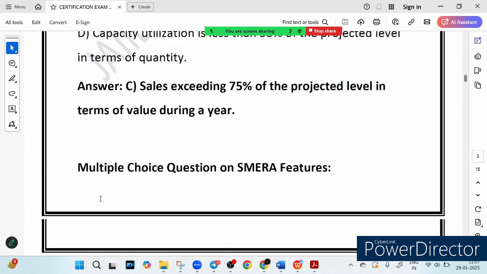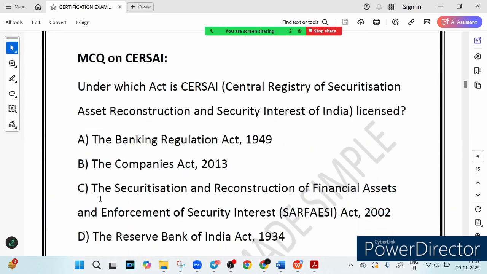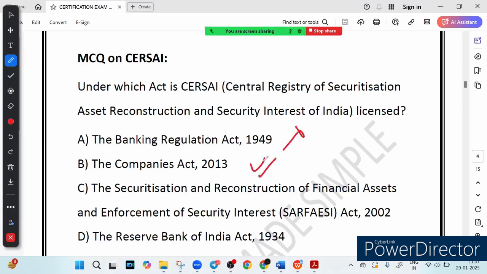Now let's see the next question. The next question is based on SARFAESI. Under which act is the SARFAESI licensed? Very good question. So let's go through the options. The first option says BRA. This is incorrect, because the Banking Regulation Act governs how banks operate in India, including rules related to their management, right? So this is incorrect. Option B says Companies Act 2013. Exactly, this is the correct answer.